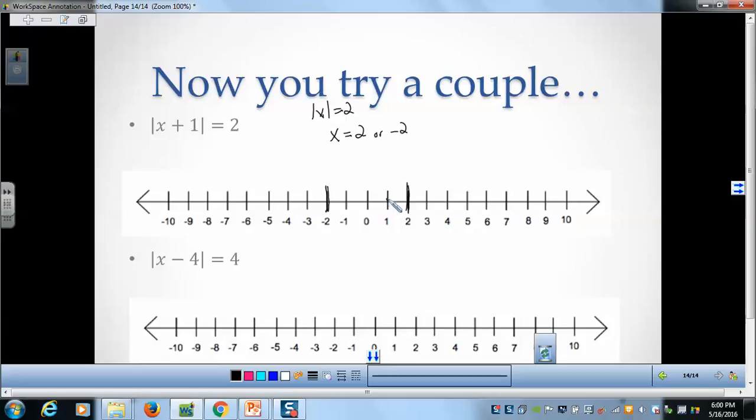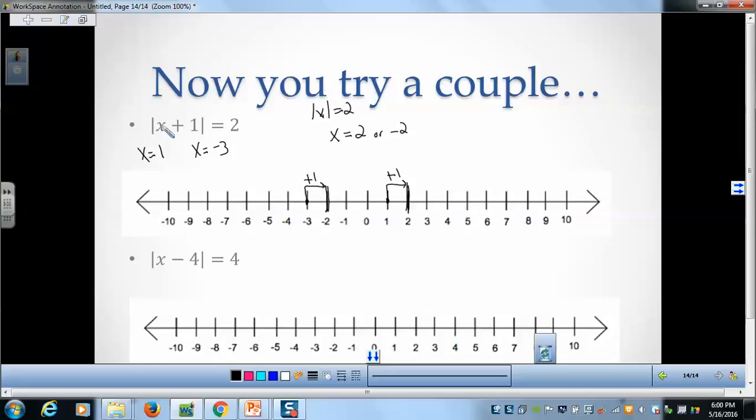Well, in this case, that means I would have to start at 1. And notice if I add 1, I get to 2. So our first answer could be x is 1. Well, then I'm going to mimic that here. To add 1 to get to negative 2, I would start at negative 3, and I would move to the right 1. So those are our two solutions.